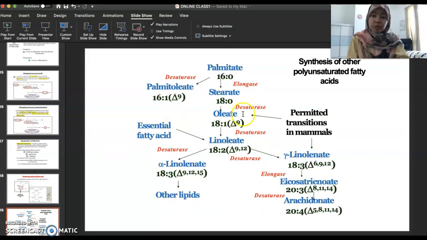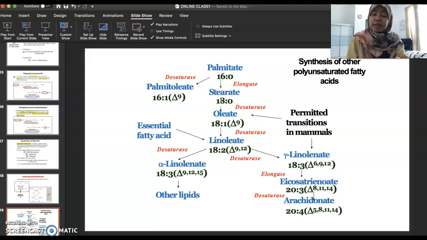And this one also illustrates how you can see your understanding of the elongation and desaturation processes. So let's say here, I give one example. Let's say you have palmitate. Palmitate is palmitic acid, 16:0, meaning it has 16 carbons and no double bond. The enzyme here is elongase, meaning the enzyme involved in the lengthening process, elongation. So that's why you will get stearate here with 18 carbons. So the addition of 2 carbons here, from 16 to 18.